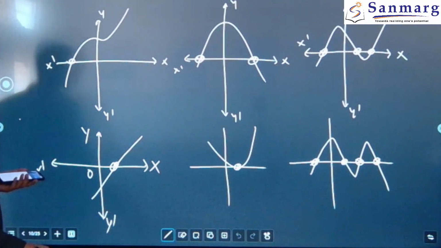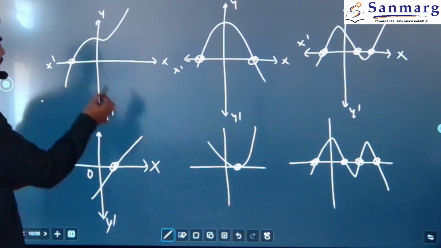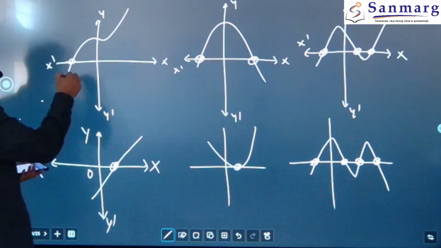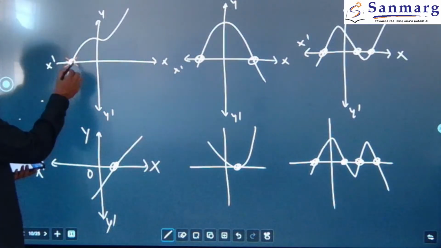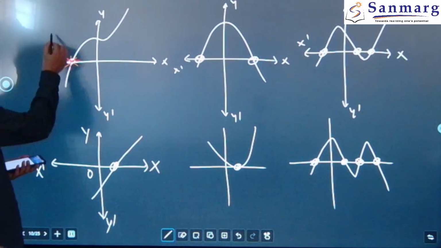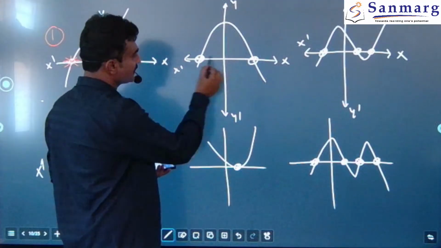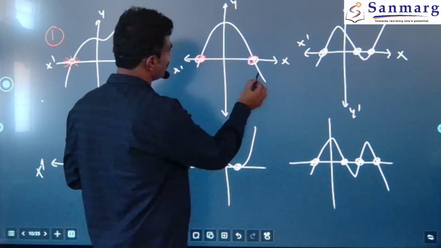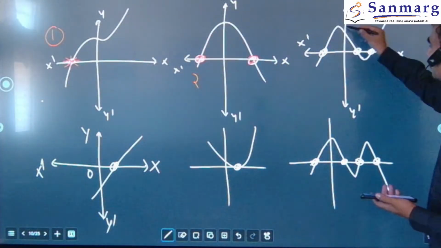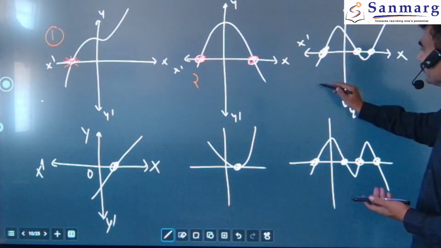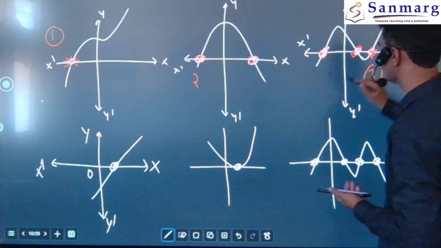So here are some examples where we can understand how to find the zeros and how many zeros are possible. If I consider the first graph, it is touching the x-axis at just this one point. Therefore, the number of zeros is 1. The second graph is touching the x-axis at 2 points. Therefore, the number of zeros is 2. The third graph is touching the x-axis at 3 points: this is the first point, this is the second point, and this is the third point. Therefore, the number of zeros is 3.